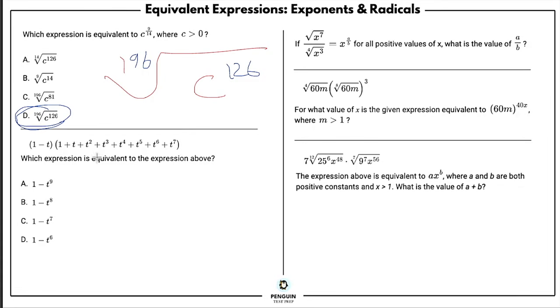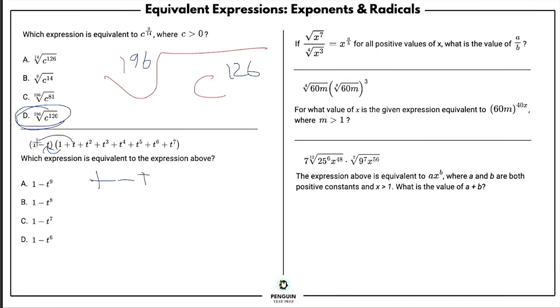All right, bottom left corner. This one looks kind of hideous, but there's a pattern. And if we notice what's going on with the pattern, we should be able to see that there's basically a whole bunch of eliminating that happens. Because as we start to FOIL, we're going to get 1 times t, which is t. We're also going to get 1 times negative t, which is negative t, which will cancel out.